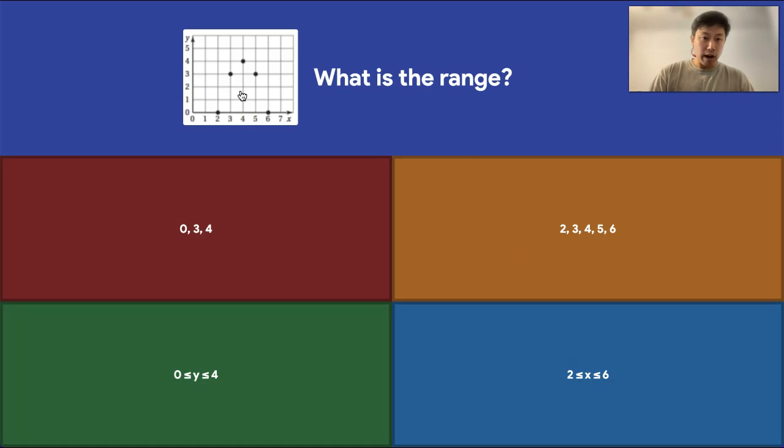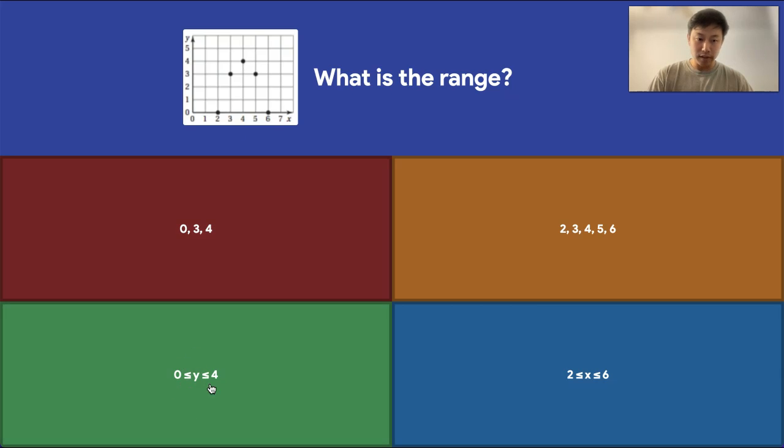Okay, here we have a discrete graph, separate points. We only have 5 points, right? We want the range again. We're only going to focus on the y values of these points. These 2 bottom points share the same y value of 0. These 2 points share the same y value of 3. This point has a y value of 4. So range 0, 3, 4.